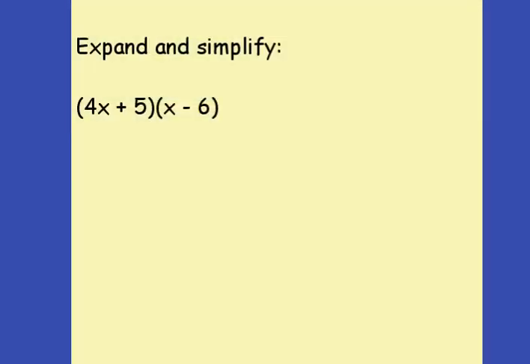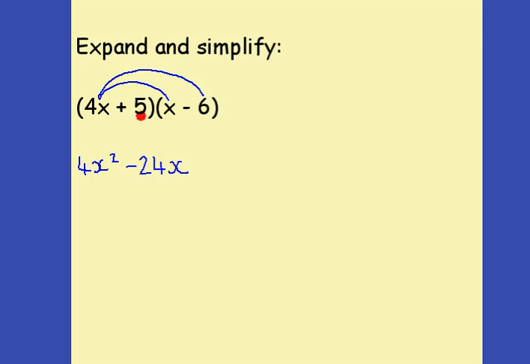The next case we need to look at is where one of our brackets contains a plus and one of our brackets contains a minus. We start in the same way, multiplying everything in the second bracket by the 4x. So 4x times x is 4x squared. 4x times minus 6 is minus 24x. You must be careful of the minuses.